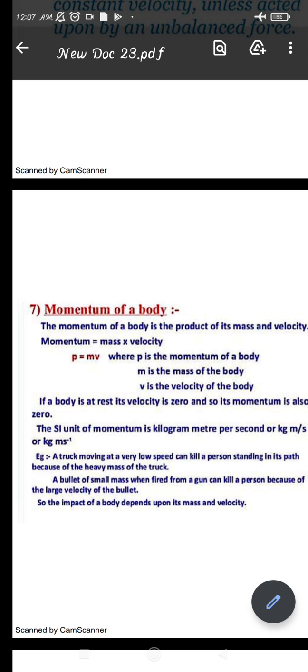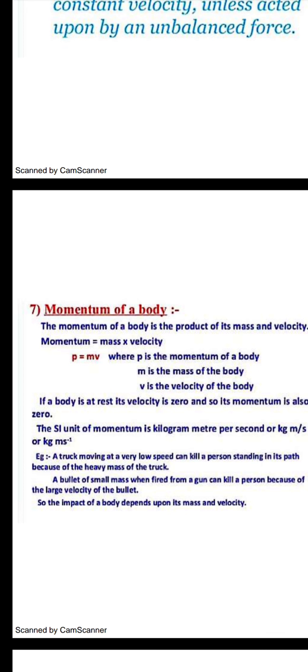If the body is at rest, its velocity is 0. The mass cannot be 0 at any time, but the velocity can be 0, and at that time the momentum is 0. So if the body is at rest, only then is the momentum 0, but a moving body will have momentum. The SI unit of momentum is mass into velocity, so it is kg meter per second.